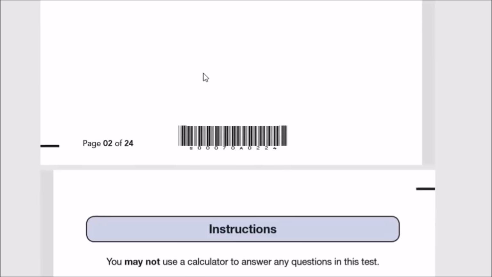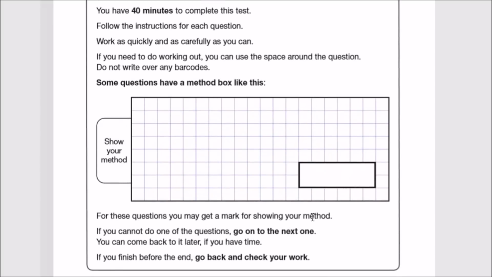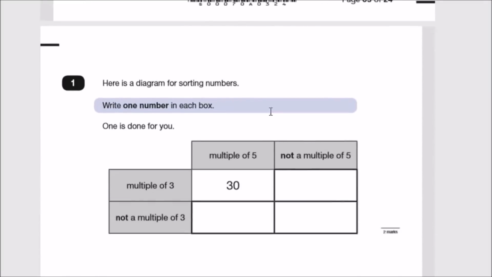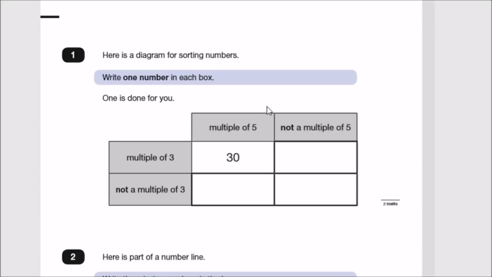Let's move forward. As usual, you're only given 40 minutes to do this. Always do your working in the boxes. I'm going to do it everywhere on the paper because it's fine by me, but make sure your final answers always lie in the white box here. And don't waste too much time. If you can do it, do it. Otherwise, leave it and come back to it later. Anyway, question 1. Let's do this together.